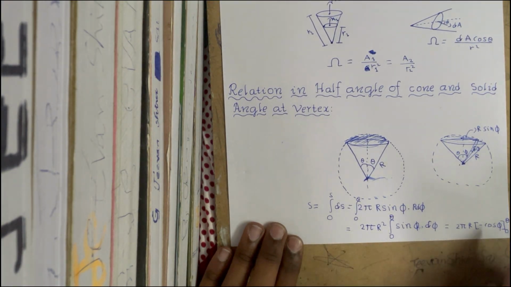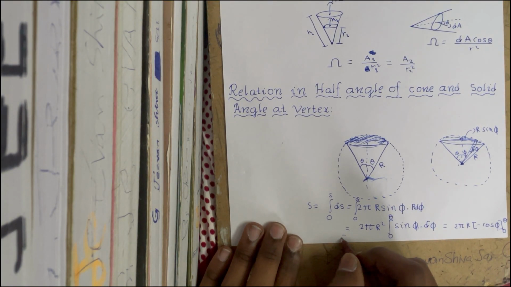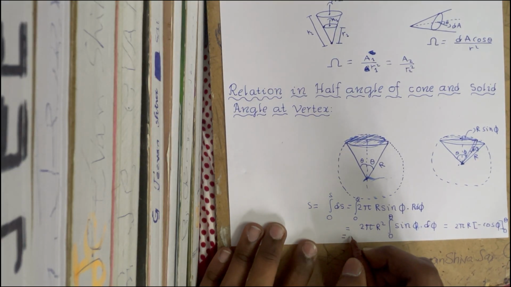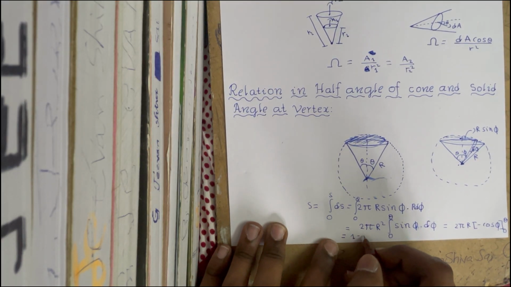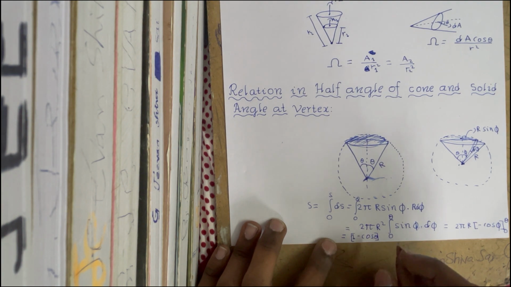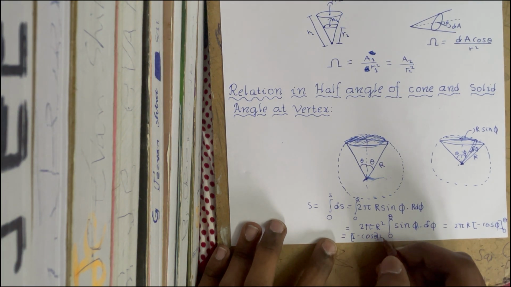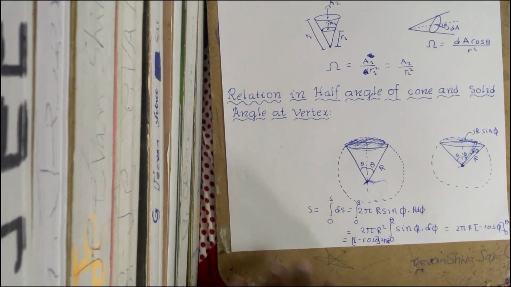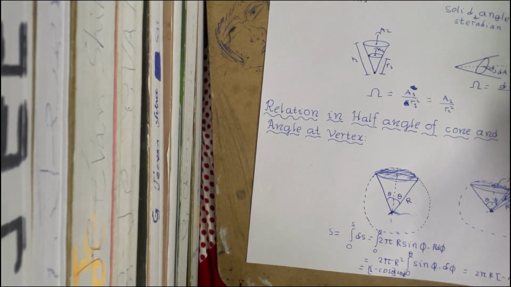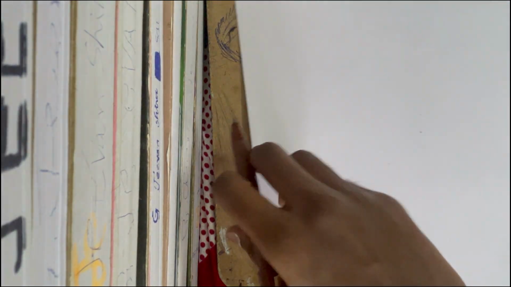Right? So here, after substitution, this will become 1 minus cos theta of 2 pi r square. Or vice versa, 2 pi r square of 1 minus cos theta. So finally we can substitute in this.